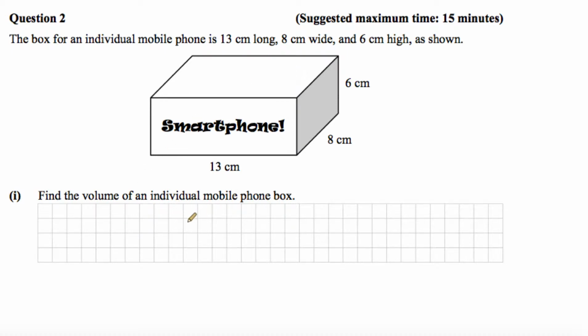Okay, well, the volume of a cuboid is length times width times height. So in our case, that's going to be 13 times 8 times 6, and that's equal to 624 centimeters cubed. That is the units because it's volume.